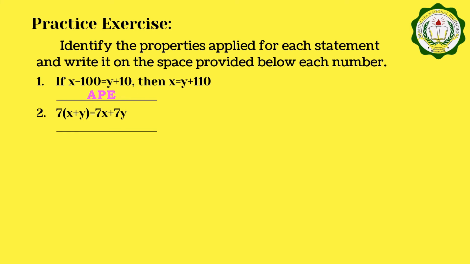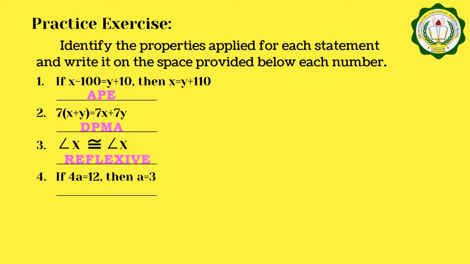Of course, that is DPMA, or distributive property of multiplication over addition, because we distributed 7 to x and to y, having now 7x plus 7y. Number 3, angle x is congruent to angle x. Anything is congruent to itself, so that is reflexive property.